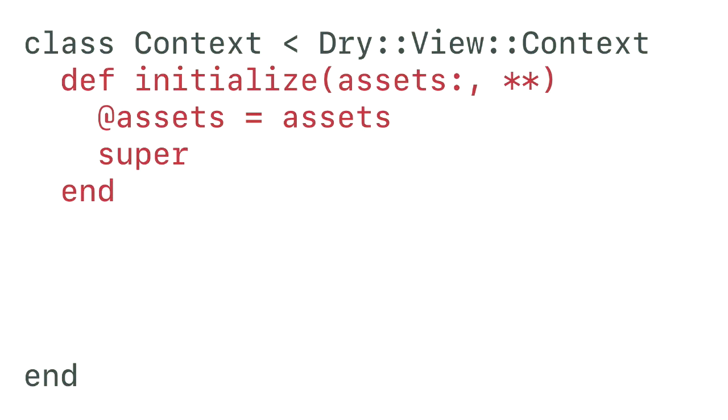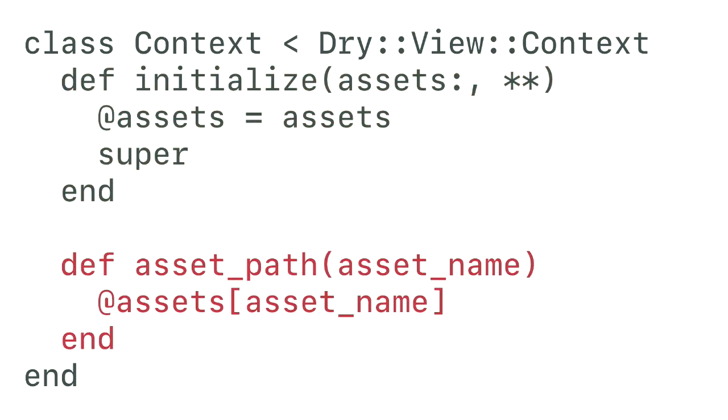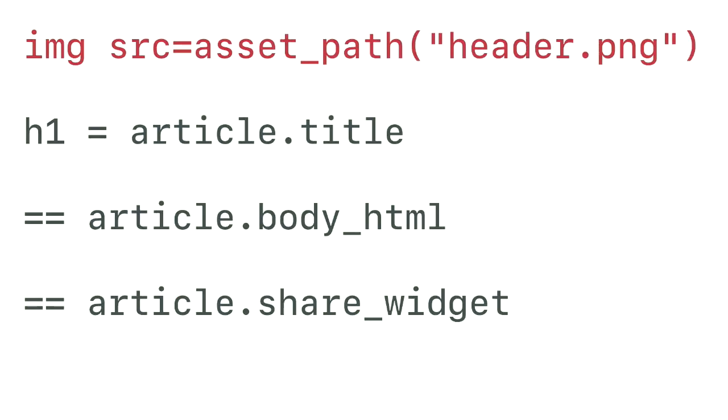And just like views, the context may want to interact with other parts of the app, so we can inject some dependencies again. Here we're passing in a static assets manifest, the kind of thing that Webpack will generate for us externally. And then we can write a method that works with that manifest and gives us the full asset path for any given name. And then to tie everything together, we'll make it so that whatever methods we define in this context class are also available to use in any template, just like that.